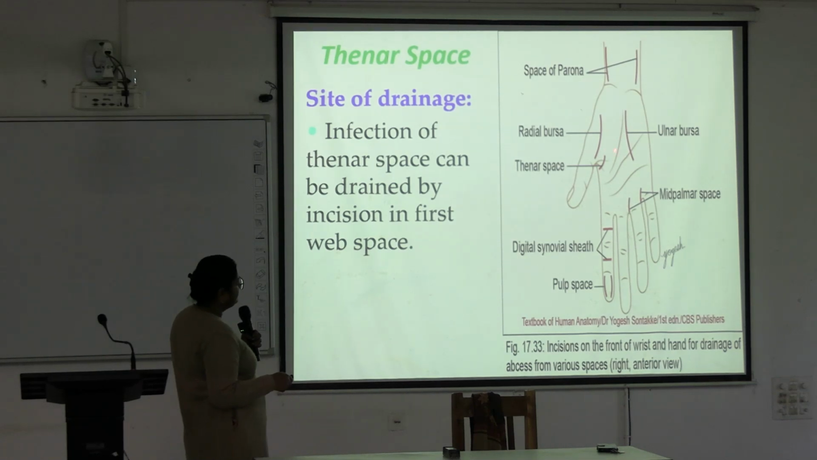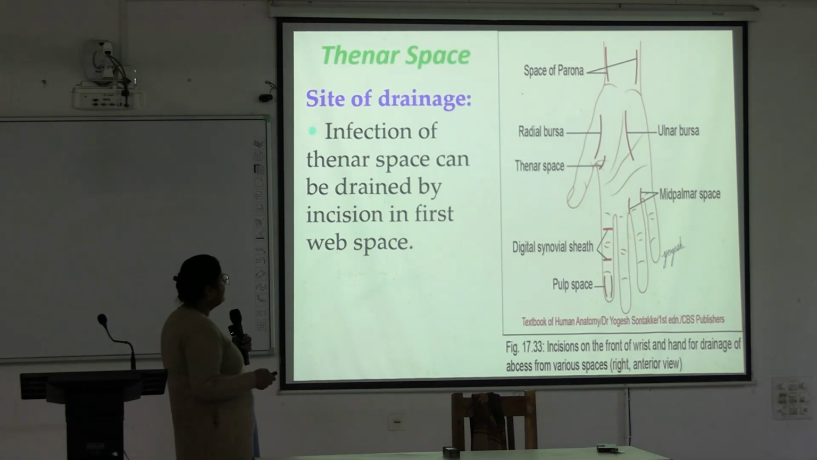Here you have to cut. Okay, for first, in the first web space. And other incision lines also you see here. This is the incision line for radial bursa infection. This is the incision line for ulnar bursa infection.